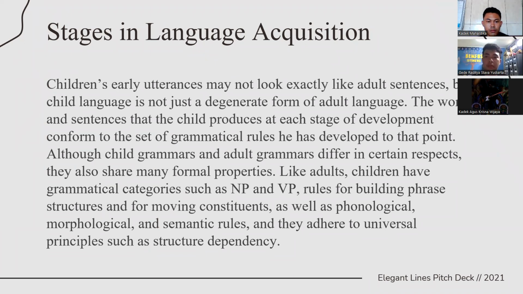Stages in language acquisition. Children's early utterances may not look exactly like adult sentences, but child language is not just a degenerate form of adult language. The words and sentences that the child produces at each stage of development conform to the set of grammatical rules he has developed to that point. Although child grammars and adult grammars differ in certain respects, they also share many formal properties. Like adults, children have grammatical categories such as NP and VP, rules for building structures and for moving constituents, as well as phonological, morphological, and semantic rules, and they adhere to universal principles such as structure dependency.